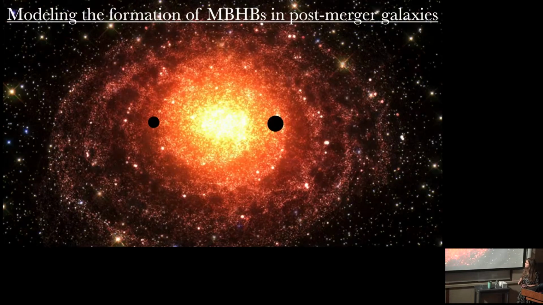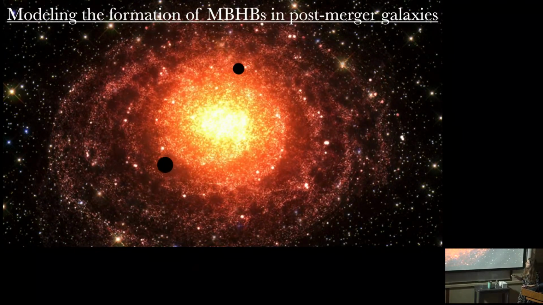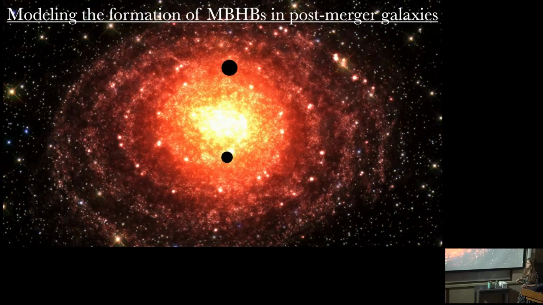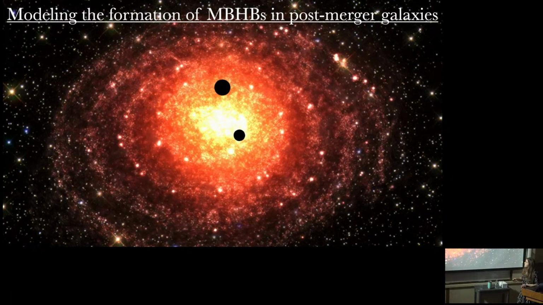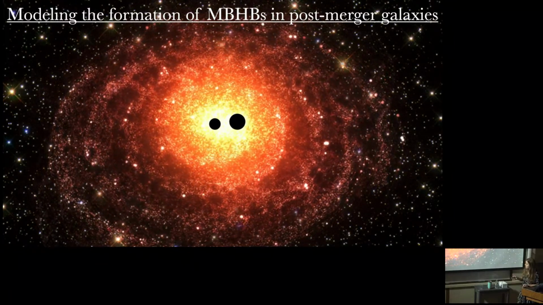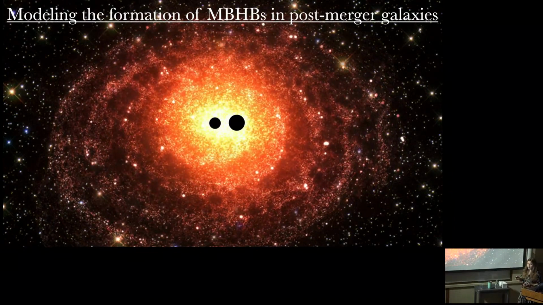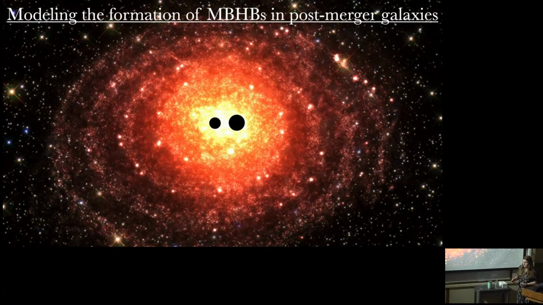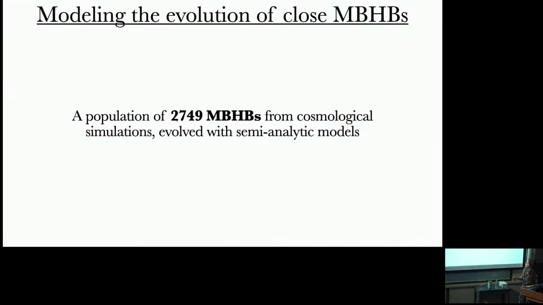Okay, following that, we model this process semi-analytically. We model the process by which massive black holes sink towards the center of the remnant galaxy. That allows us to come up with a sample of tight, gravitationally bound massive black hole binaries. From then on, we can apply our circumbinary disk models that start applying once the gas is funneled towards the galactic center. So we have a population of 2,749 massive black hole binaries from cosmological simulations, and these are evolved with semi-analytic models.